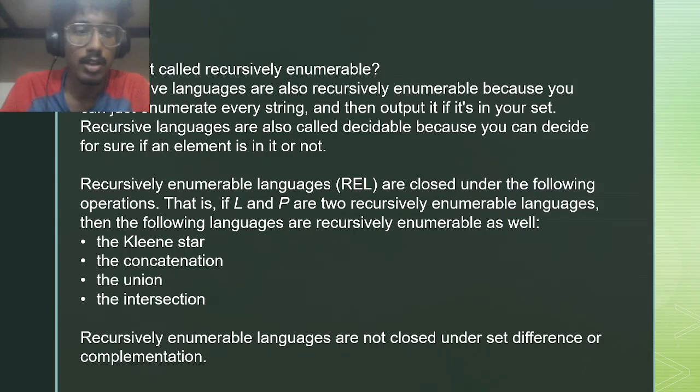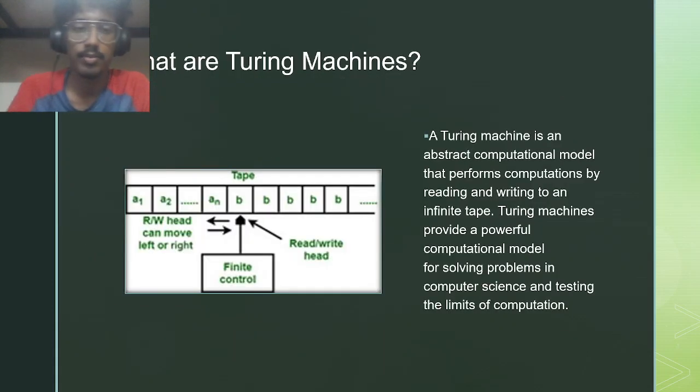Recursively enumerable languages are closed under the following operations. That is, if L and P are two recursively enumerable languages, then the following languages are recursively enumerable as well: the Kleene star, the concatenation, the union operation, and the intersection operation. Recursively enumerable languages are not closed under set difference or complementation.